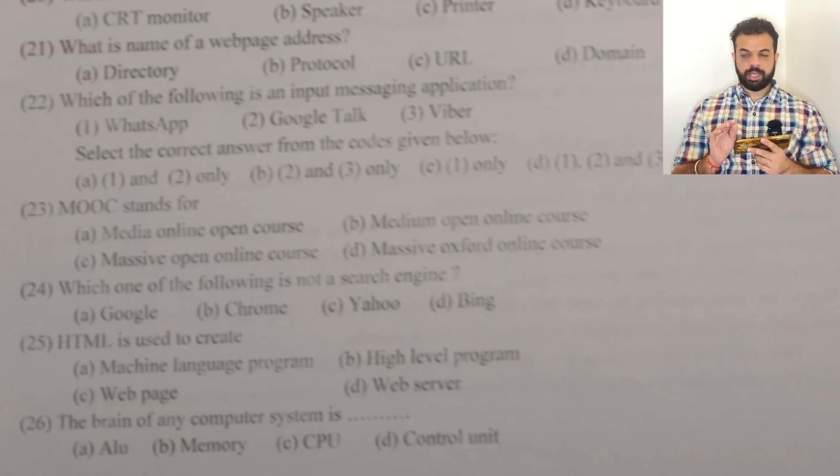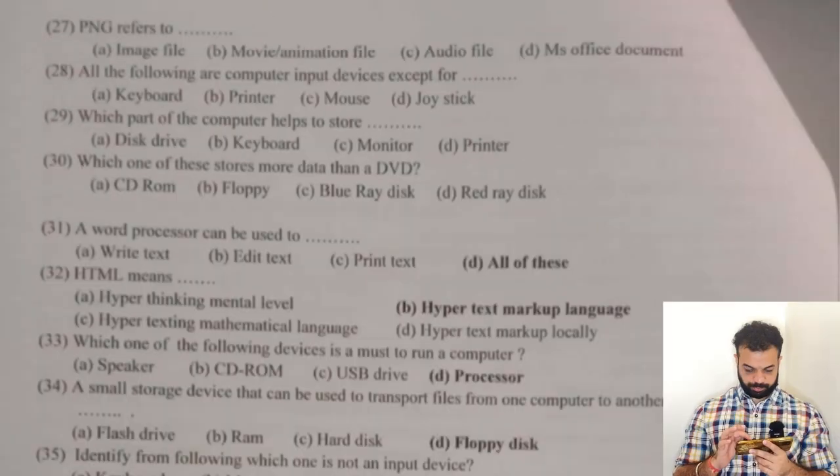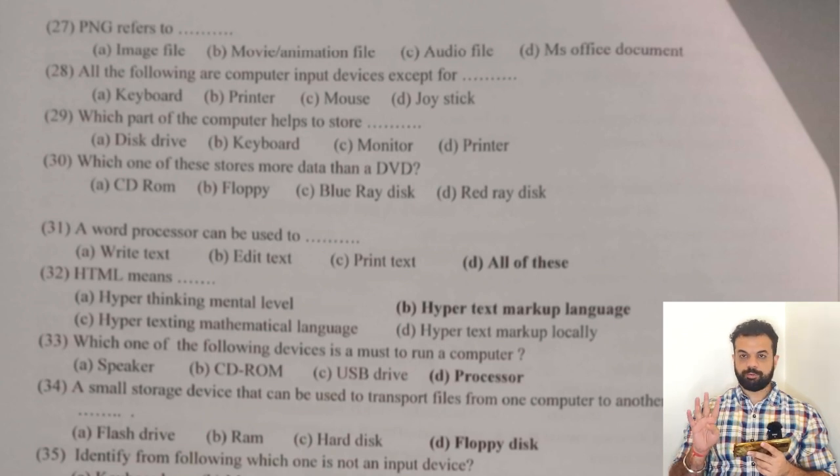The brain of any computer is, again four options are given. This was the 26th question. Let us just go to 27th question now. 27th question, PNG refers to, there are four options given. Next is 28th question, all of the following are computer input device except for, four options. 29th question, which part of the computer helps to store, four options are given. 30th question, which one of these stores more data than a DVD, four options are given.